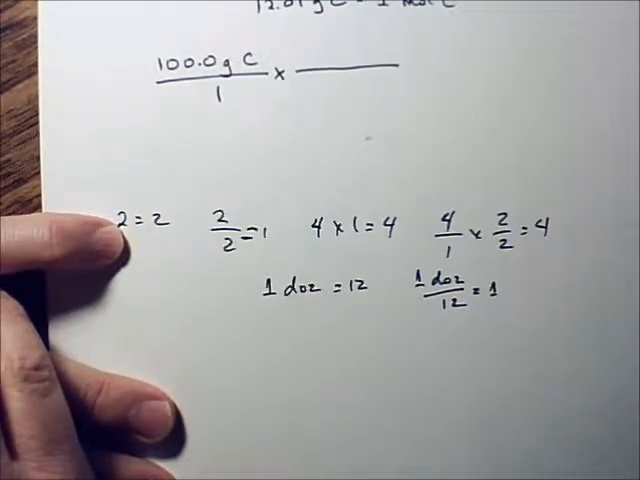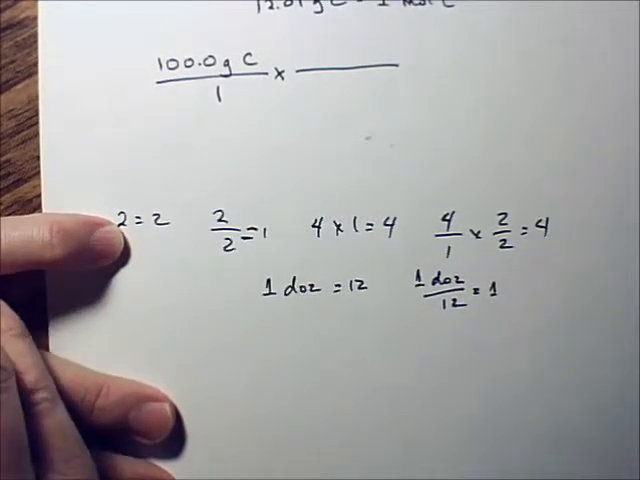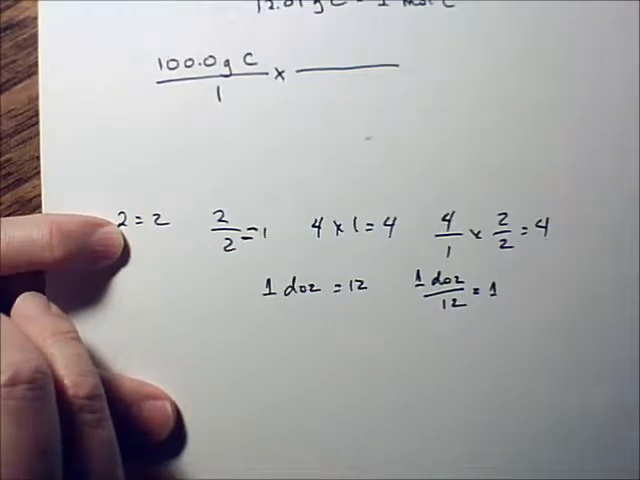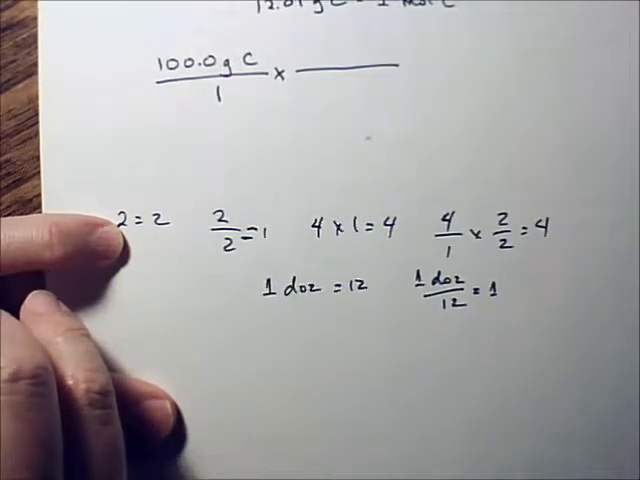Conversion units in here, the way we're going to write them, always equal 1. That's why they're called a unit.